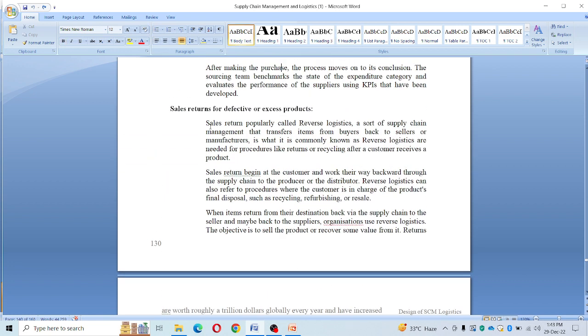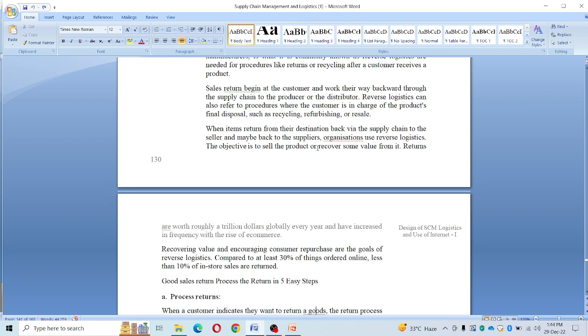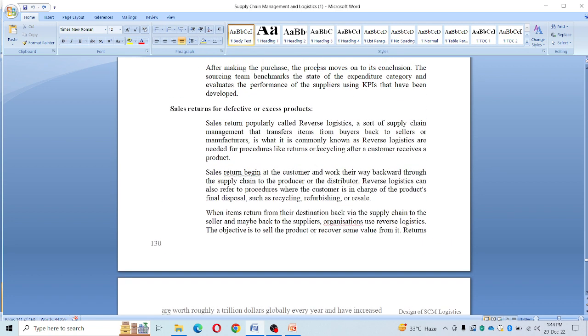Then we have sales return for defective or excess product. This particular concept we have also realized is one of the core elements in reverse logistics. So talking about reverse logistics again, first of all, let us see what the goods sales return process involves and which steps. So what is sales return, popularly known as reverse logistics?